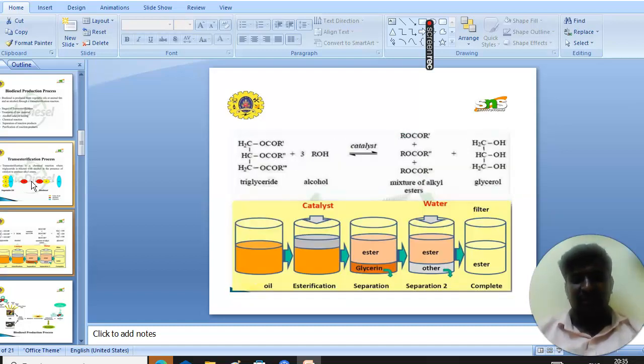This is the schematic representation of the trans-esterification process, in which first the oil is mixed with the catalyst. Then a chemical reaction takes place, which converts it into the ester and glycerin. Finally, the glycerin is separated with the help of water. Finally, filtration is performed.